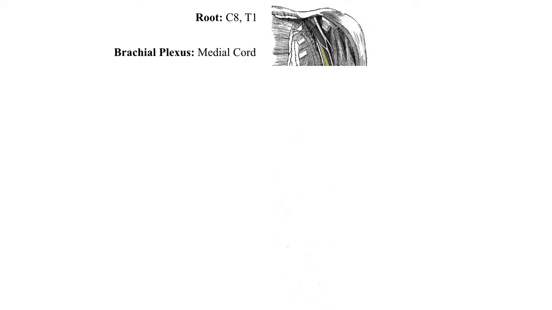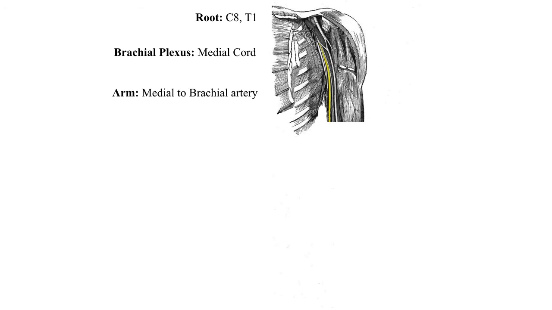Ulnar nerve originates from the C8 T1 roots in the spinal cord. It courses through the medial cord of the brachial plexus. In the arm, it is again on the medial side of the arm, medial to the brachial artery.